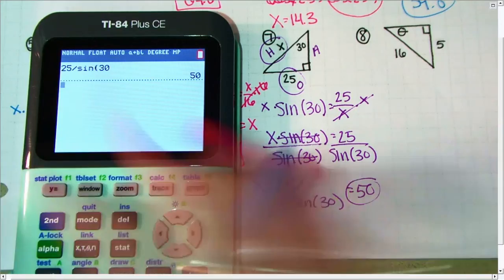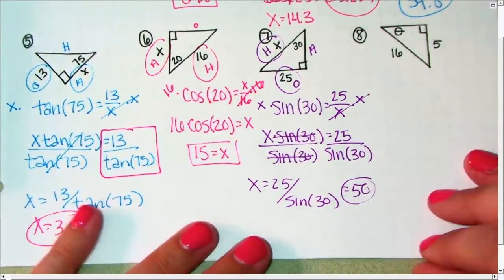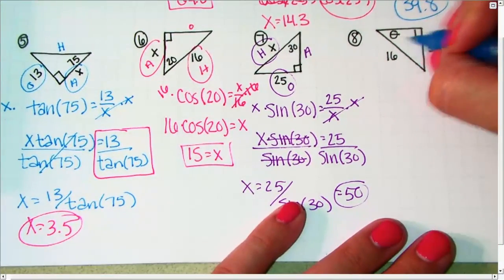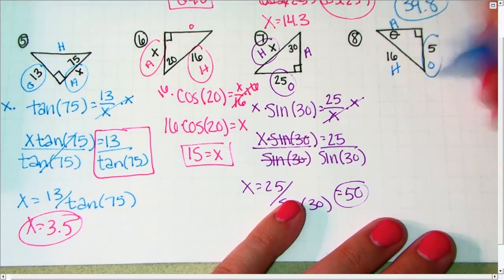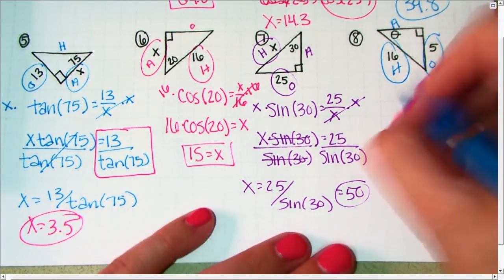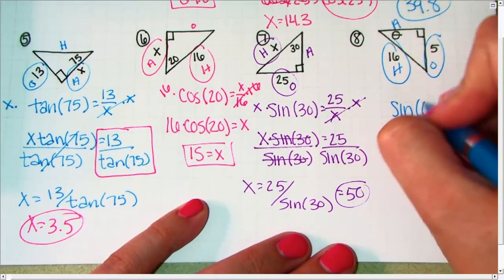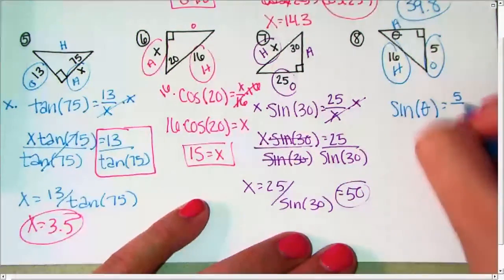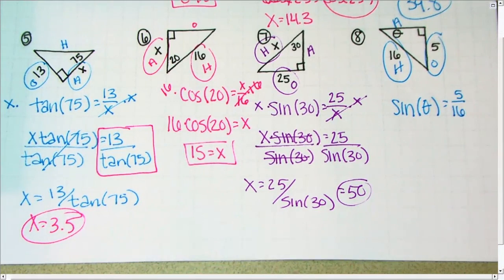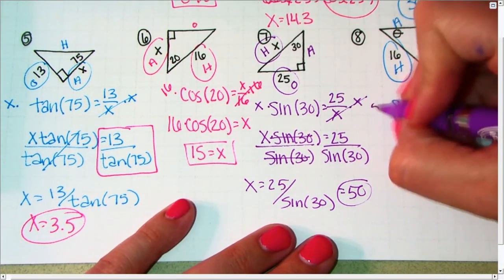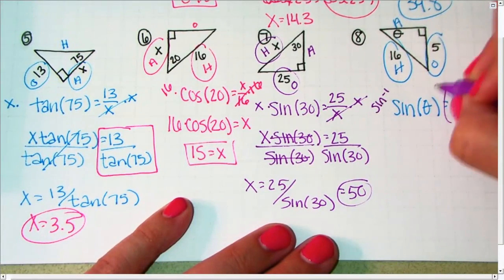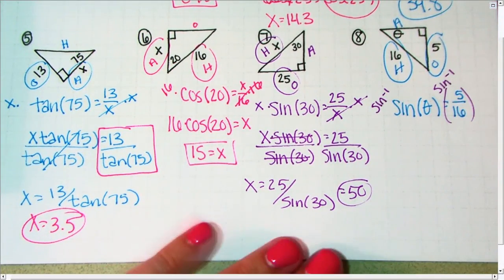All right, we're going to finish the last one by solving for an angle. Opposite of 90 is H, O, A. I have O and H, which is sine. So sine of theta equals the opposite 5 over 16. To solve, remember, I have to use the -1. So this is now sine to the -1 because this is a sine function.